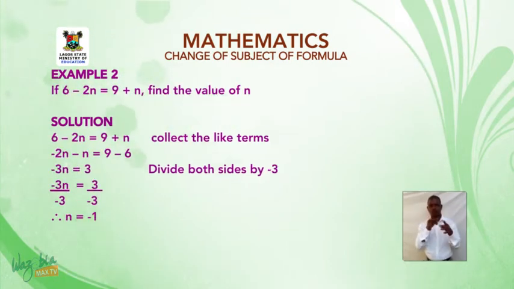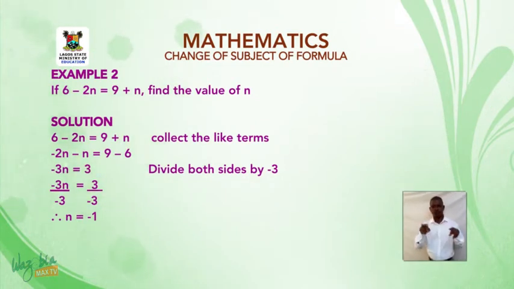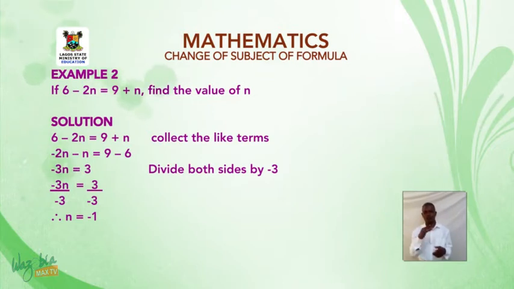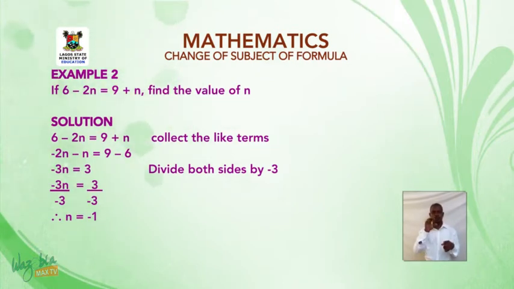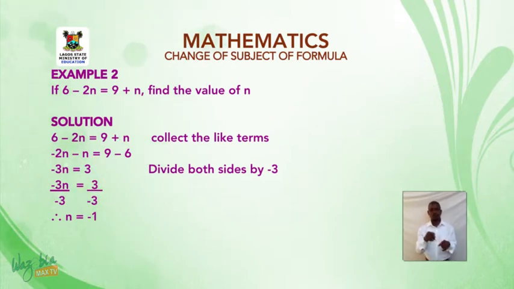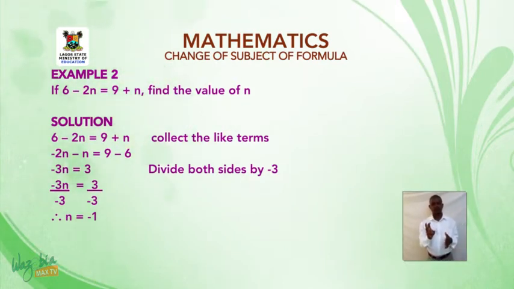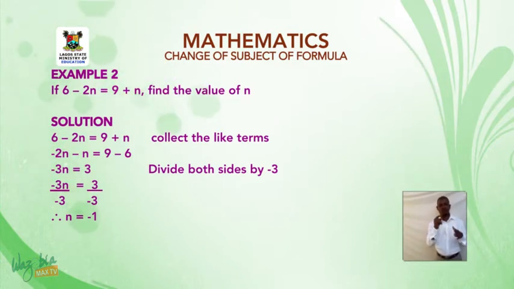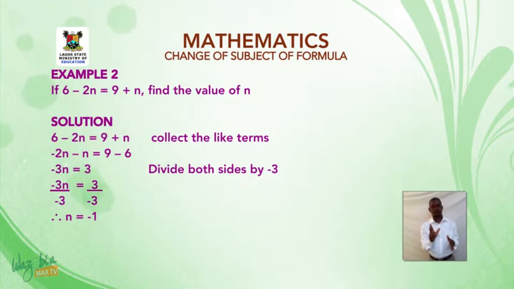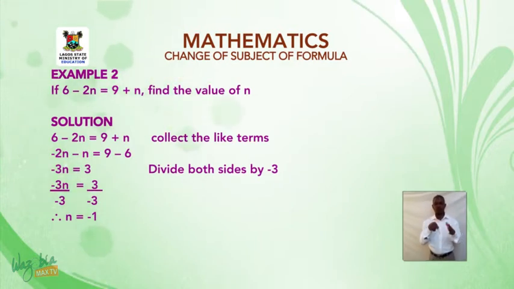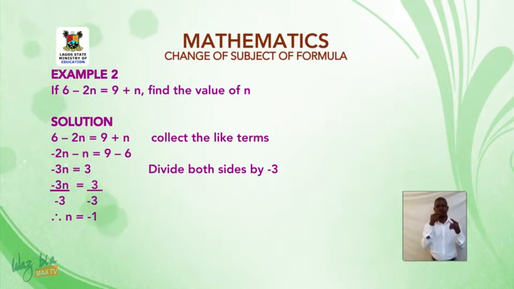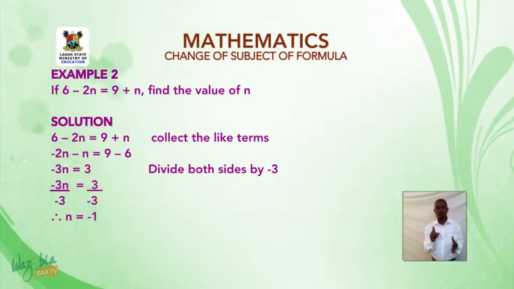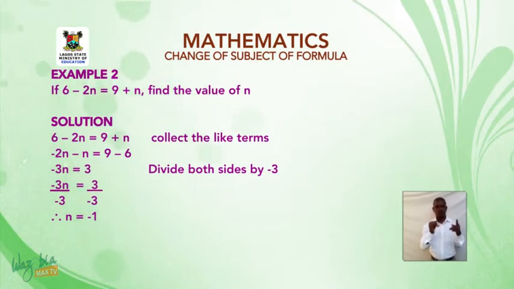Example 2. If 6 minus 2n is equal to 9 plus n, find the value of n. Solution. 6 minus 2n is equal to 9 plus n. Collect the like terms. Minus 2n minus n is equal to 9 minus 6. Minus 3n is equal to 3. Divide both sides by minus 3. Minus 3n over minus 3 is equal to 3 over minus 3. Therefore, n is equal to minus 1.